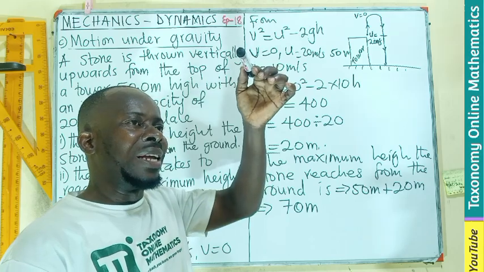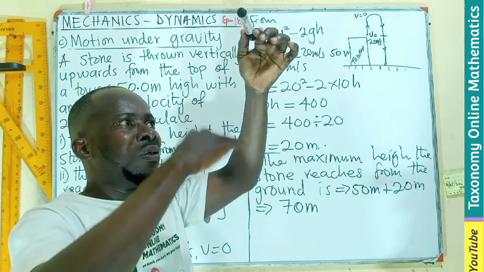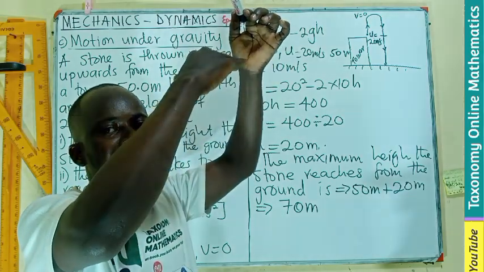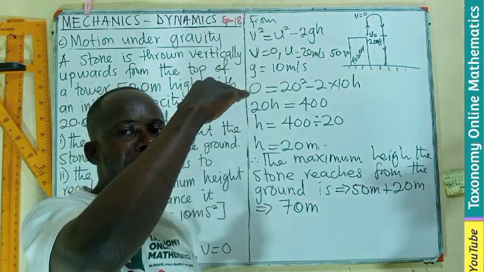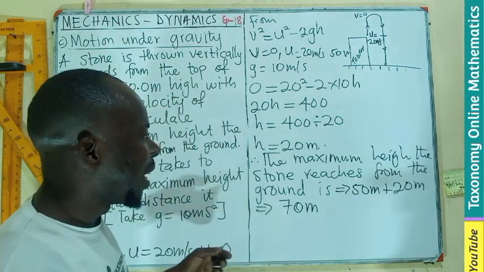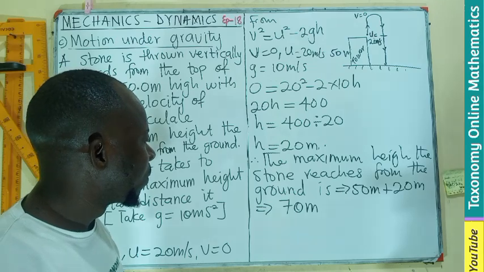The maximum height is reached above the ground. It is on top of the tower 20 meters above. Then below the tower 50 meters. So in total it is 70 meters above the ground. I think that should be clear from what I said earlier on.